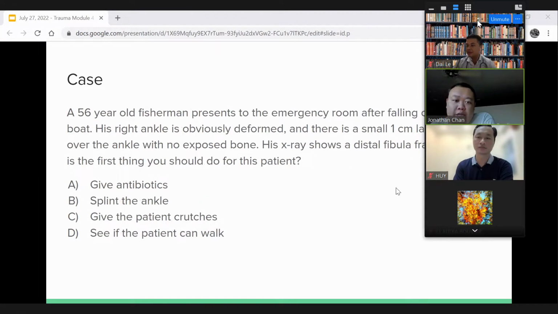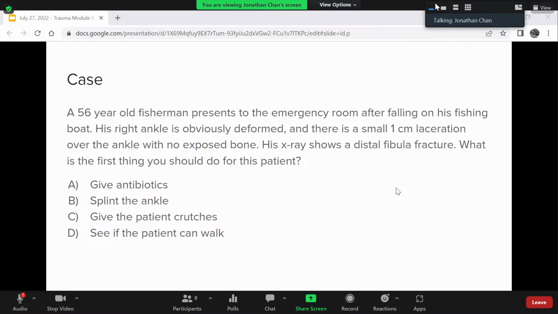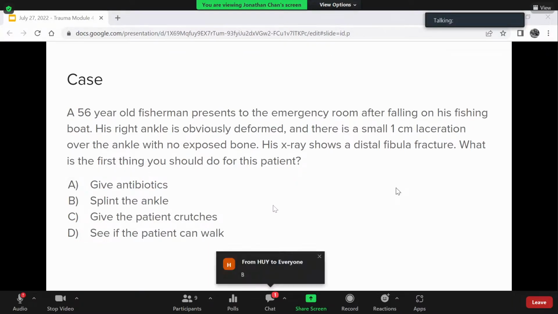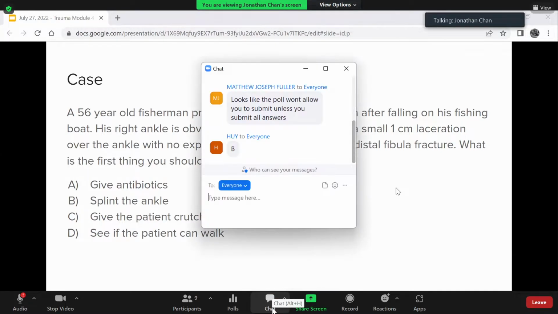Let's go to our next question. You have a 56-year-old fisherman who presents to the emergency room after falling off his fishing boat. His right ankle is obviously deformed and there's a small 1 centimeter laceration over the ankle with no exposed bone. His X-ray shows a distal fibular fracture. What is the first thing you should do for this patient? We have a number of answers. We can give antibiotics, we can splint the ankle, we can give the patient crutches, or we can see if the patient can walk.